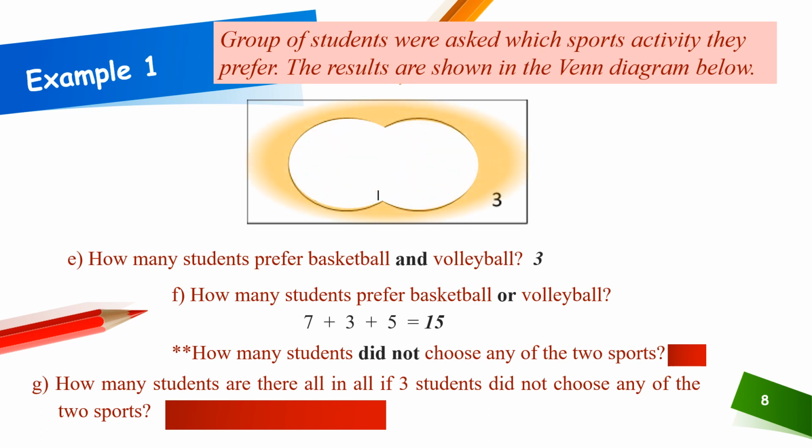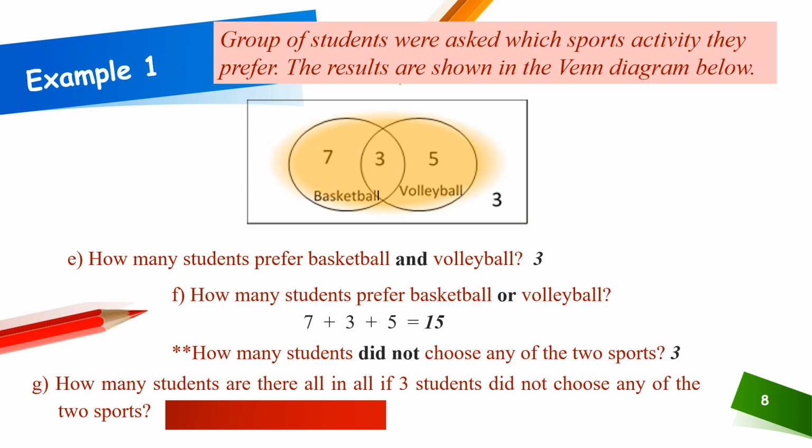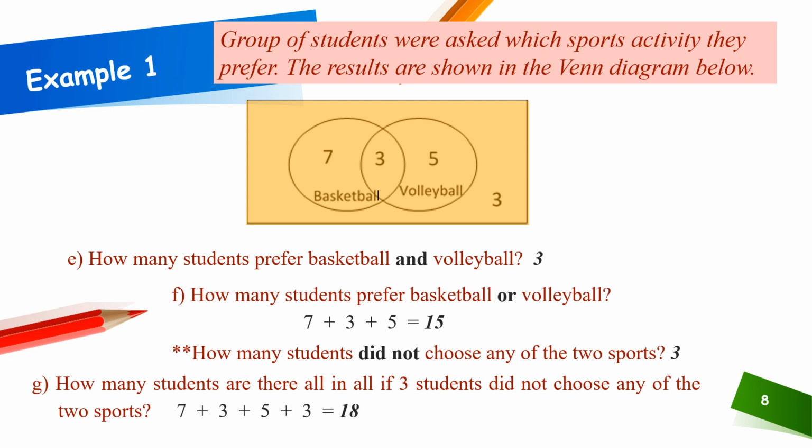How many students did not choose any of the 2 sports? Ito naman yung bilang ng estudyante na nasa labas ng dalawang circle. There are 3 students who did not choose any of the 2 sports. Last question for example 1. How many students are there all in all if 3 students did not choose any of the 2 sports? Ang hinahanap natin dito ay ang kabuuang bilang na nasa loob ng universal set. So we have 7 plus 3 plus 5 plus 3 is equal to 18.